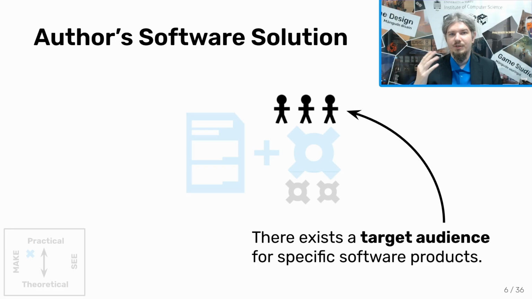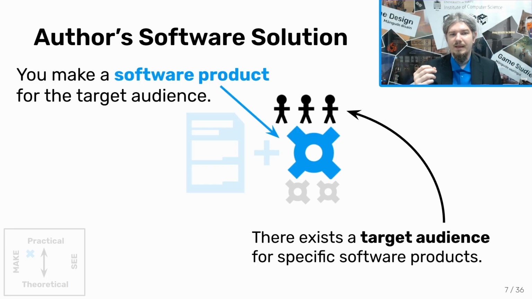In that type, you start with a target audience. So there is a specific target audience for specific software products. Now, you will be making a new software product for that target audience. So software is always something that people will use.